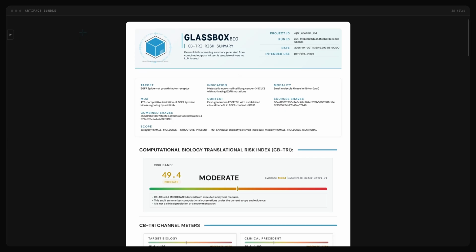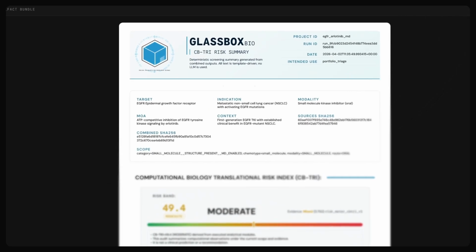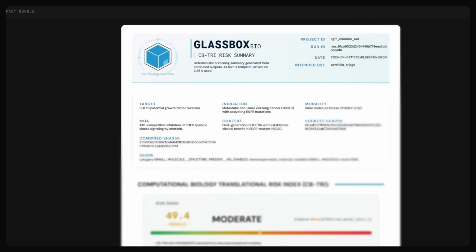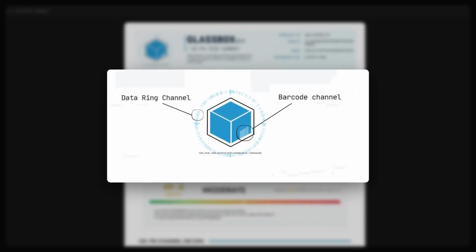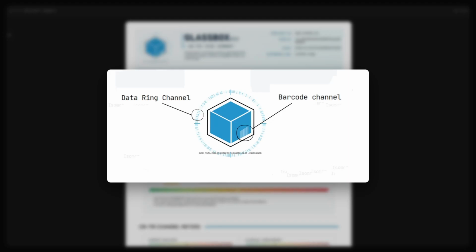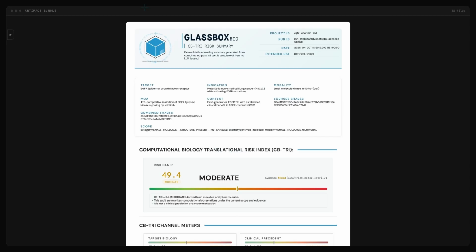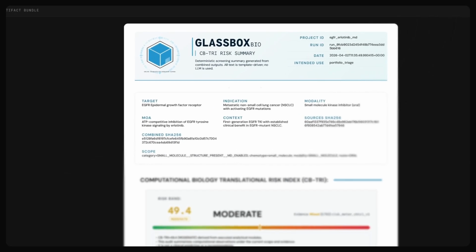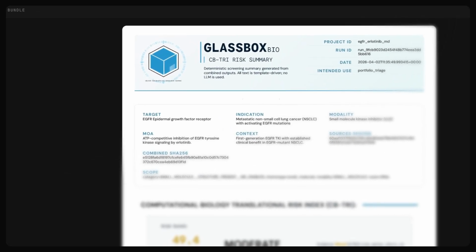Every completed audit is also accompanied by a dual-channel cryptographic seal, a tamper-evident provenance mark embedded directly into the report bundle. The seal encodes the run identity, input fingerprints, and output fingerprints across two independent visual channels, a data ring and a barcode layer. Both channels must match for the seal to pass verification. Underneath the visual layer, the seal carries an ED25519 digital signature, mathematical proof that the artifact was issued by Glassbox and has remained unaltered since signing.